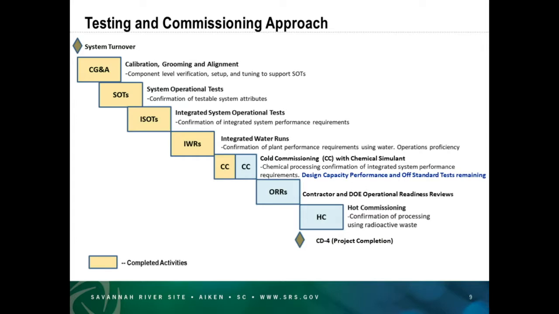Once we convinced ourselves the plant could operate with water adequately, we started what we call cold commissioning. That is the phase we're in right now. We did performance verification testing, and we are currently, as we speak, we started the design capacity performance test last Friday night. That test will run about 10 days, so right around October 1st, we'll finish that, we'll have the results.